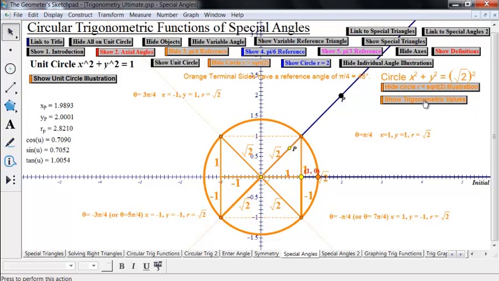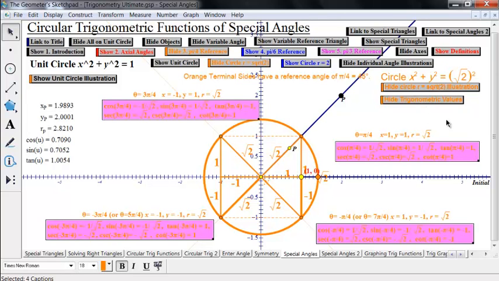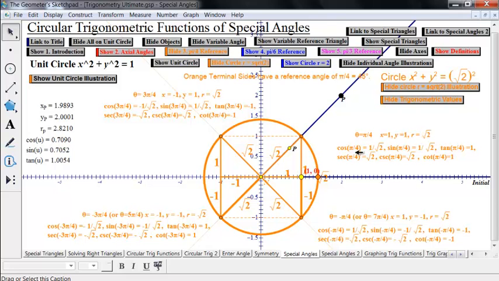Well, I can use that x, y, and r then to find the trig functions. The cosine of pi over 4 then is x over r, which is 1 over square root of 2. Sine is y over r, 1 over square root of 2. Tangent is y over x, that's 1 over 1, which is 1. Secant is r over x, so that's square root of 2 over 1. Cosecant is r over y, that's square root of 2 over 1, which is square root of 2. And cotangent is x over y, which is 1 over 1.